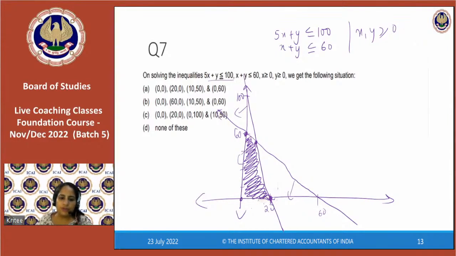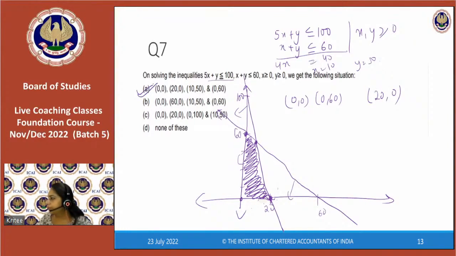So if this area is the common region, what are the corner points? 0,0, 0,60. Then you would be solving this, and then you have one point called 20,0. So just check in which all points you are getting this, or the third point will be by solving the equation. If I solve the equation, it gives me 4x equal to 40 and x value equal to 10. If x is 10, then y is equal to 50. So 0,60, 20,0, this is the one, A answer again.